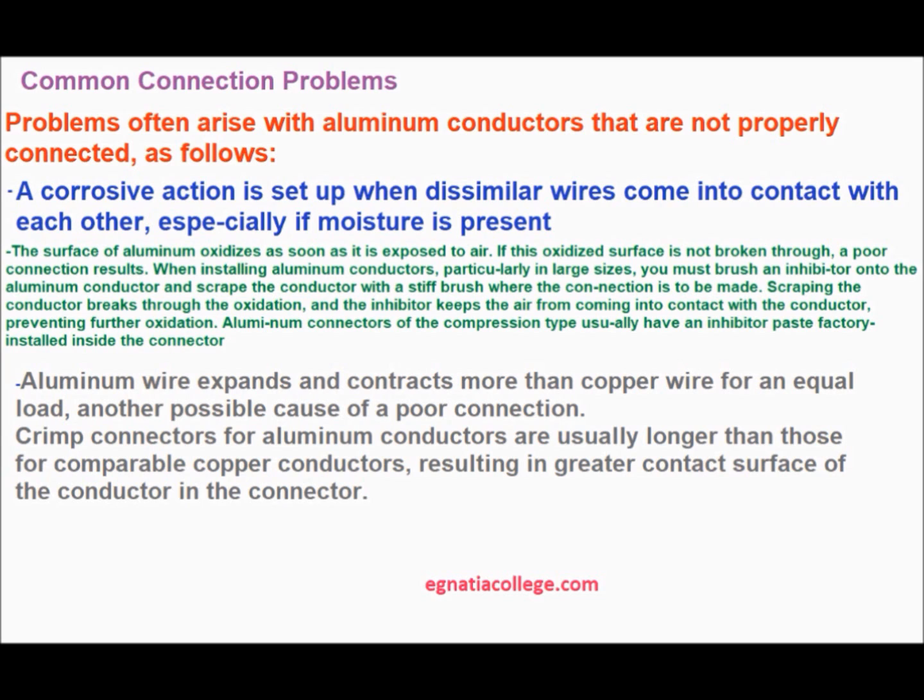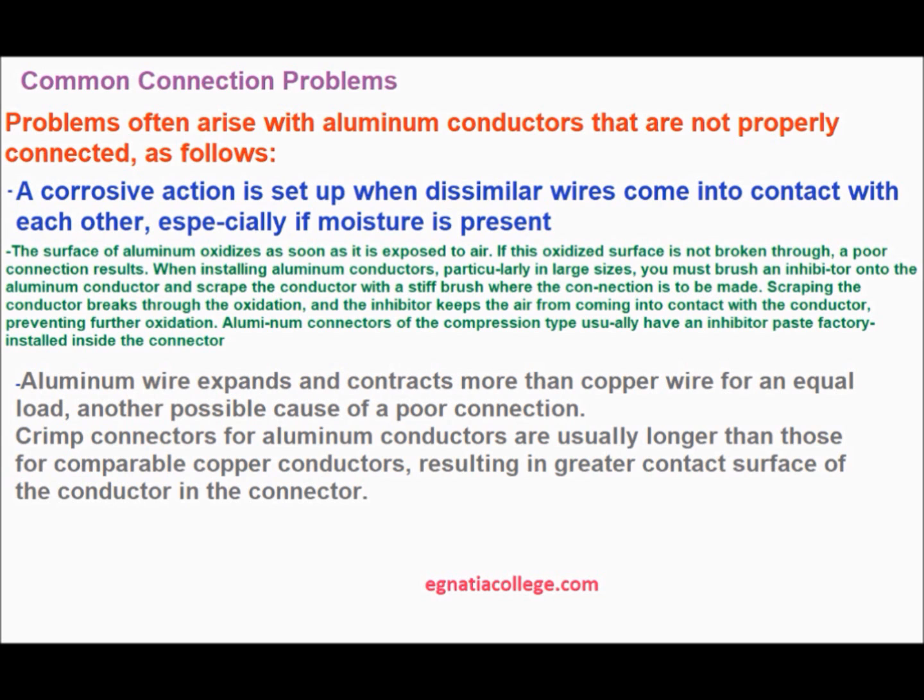Aluminum wire expands and contracts more than copper wire for an equal load, another possible cause of a poor connection. Crimped connectors for aluminum conductors are usually longer than those for comparable copper conductors, resulting in greater contact surface of the conductor and the connector.